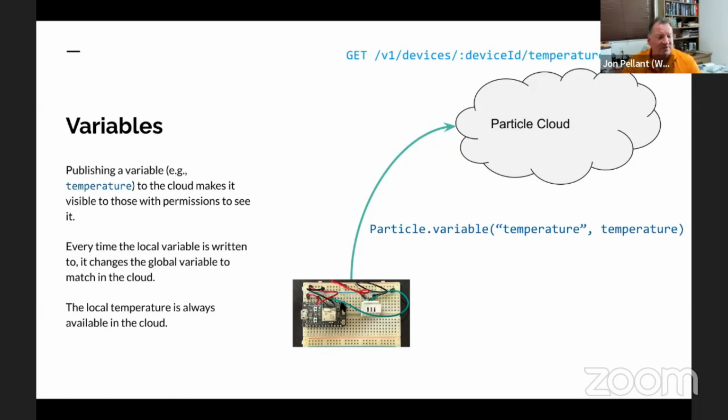So anytime there's a change in the variable, in this case, this is the particle cloud, you publish that to the particle cloud. Once that variable is published to the cloud, then you can use a regular HTTP GET on the device with the device ID and just the name of that variable, temperature, and it'll respond with that temperature. I'll show you this in a minute.